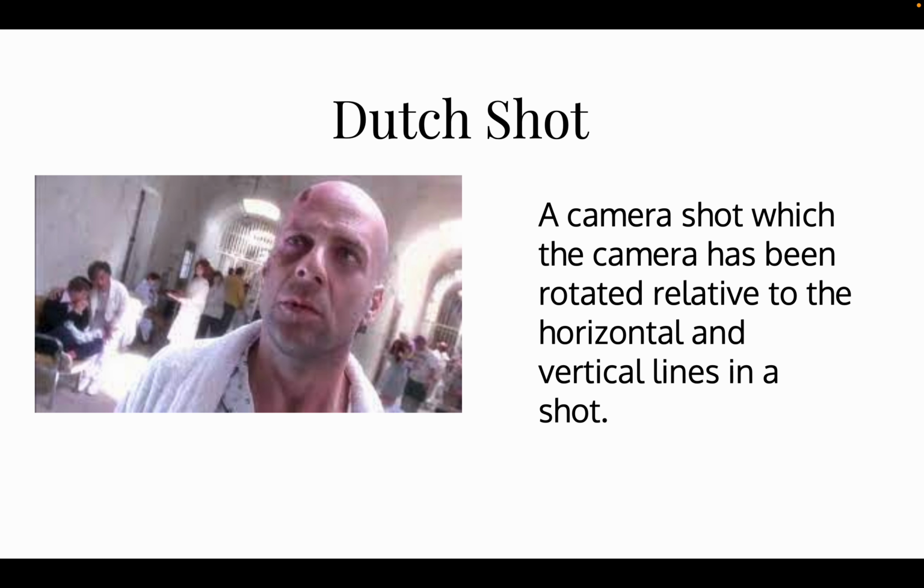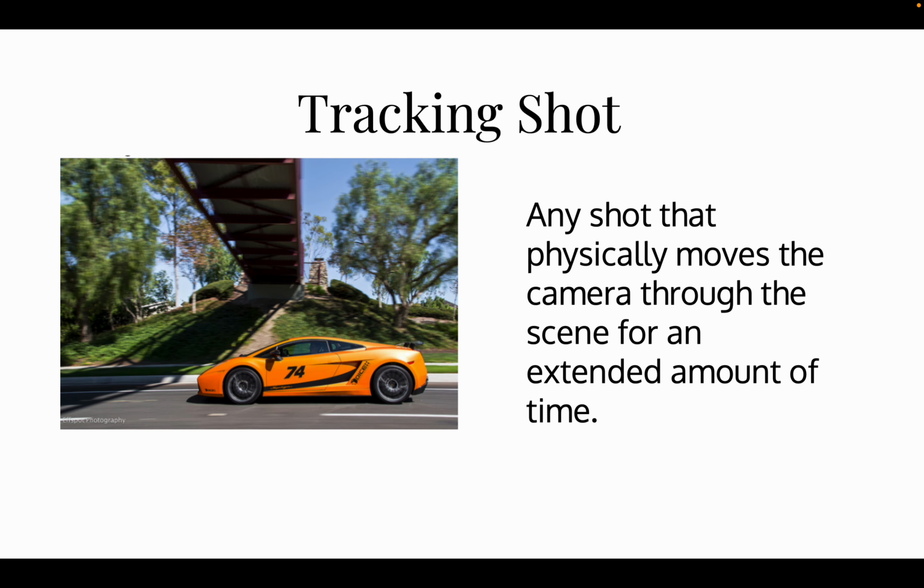You have a Dutch shot, which is a camera shot where the camera has been rotated relatively horizontal or vertical within their lines, and it's kind of tilting on its axis. It's really good when your characters might be kind of confused or trying to figure things out.